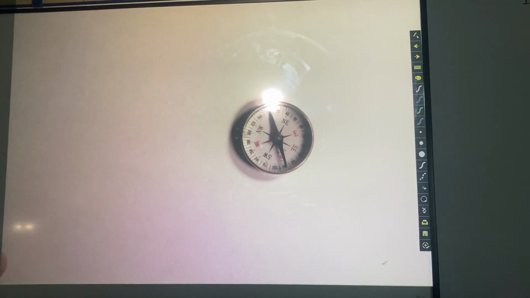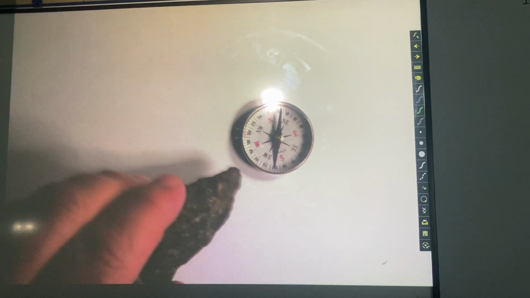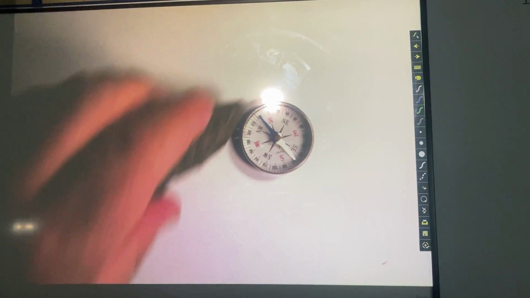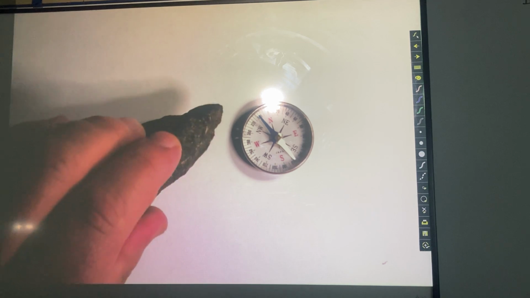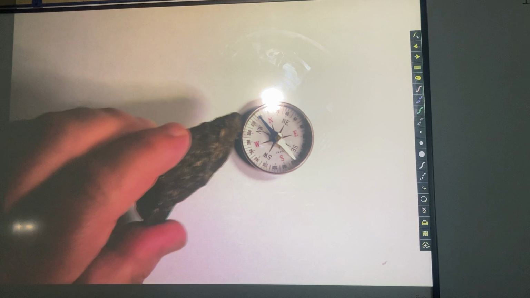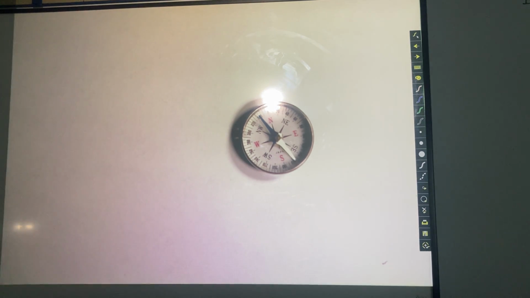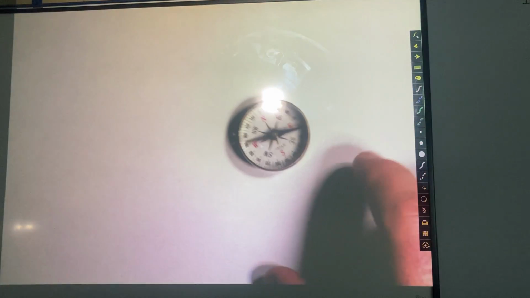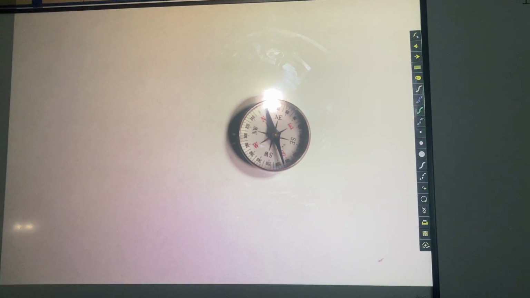Now, if I get another magnet near it, like this magnetic mineral, I could throw it all out of whack, because right now the magnetism from this mineral is stronger than the Earth's magnetic field just because it's close to it. But if I take it away, it'll line back up the way it's supposed to. So you can see the Earth has a magnetic field.